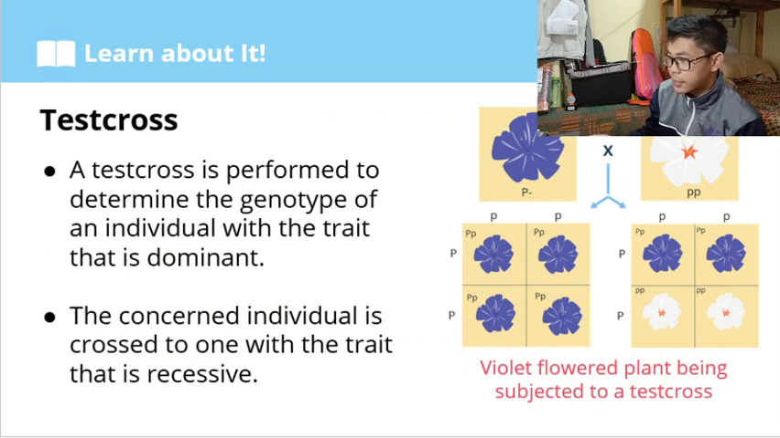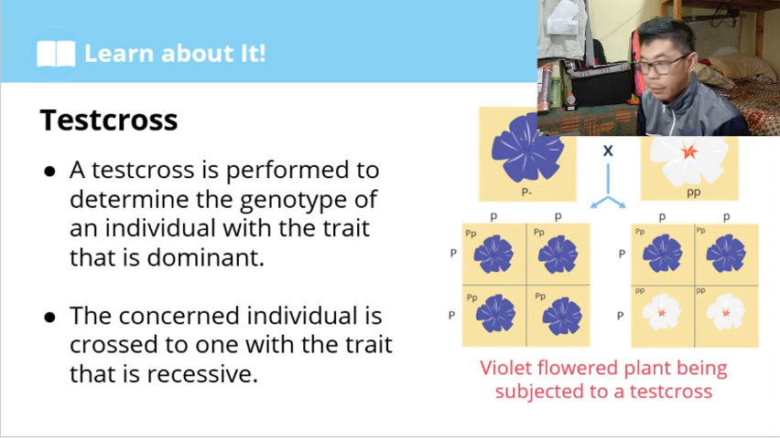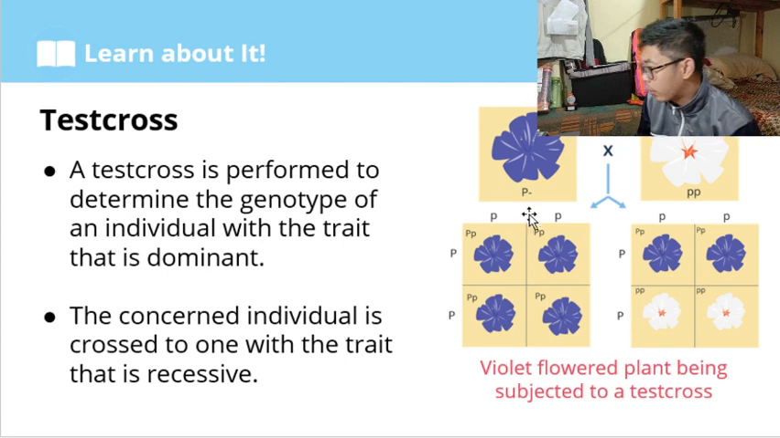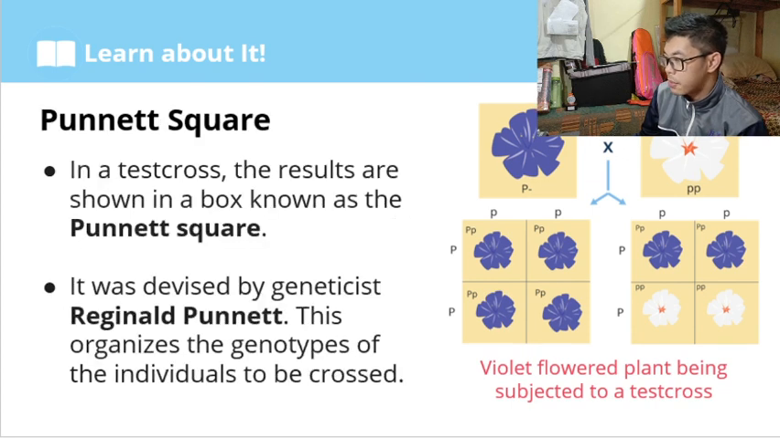So, the test cross is performed to determine the genotype of the individual with a trait that is dominant. We have a purple flower here. Why is this written wrongly? It should have a capital letter P on the other side, here at the side. However, don't worry, it's not the type of example that I'm using, alright? The concerned individual is crossed to one with a trait that is recessive. Anyway, it might confuse you more here.